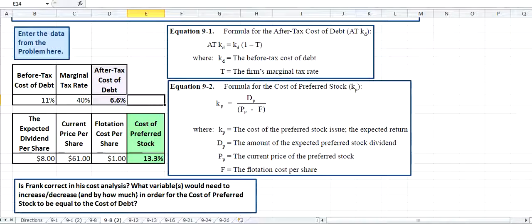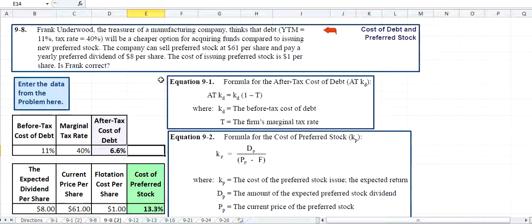So is Frank correct in his analysis? Yes. So he's most likely going to advise his company that if they have to choose between financing through debt or financing through the issue of preferred stock, they're going to want to do it through debt.